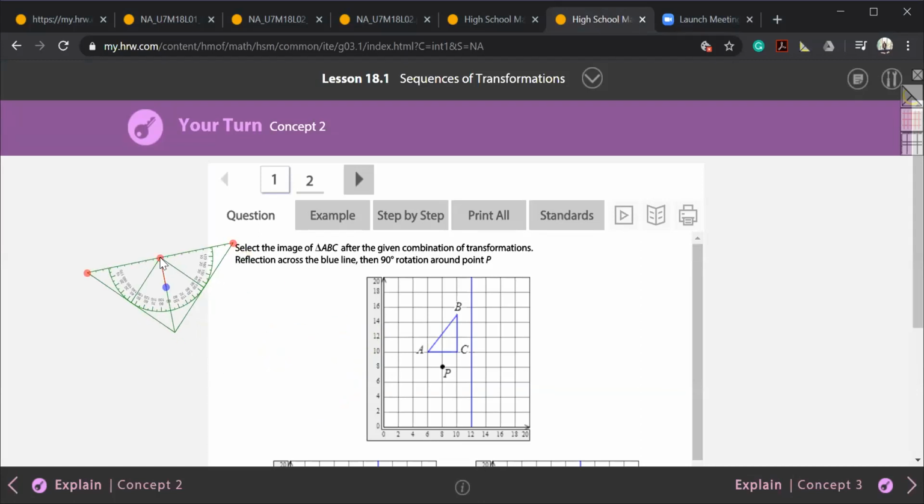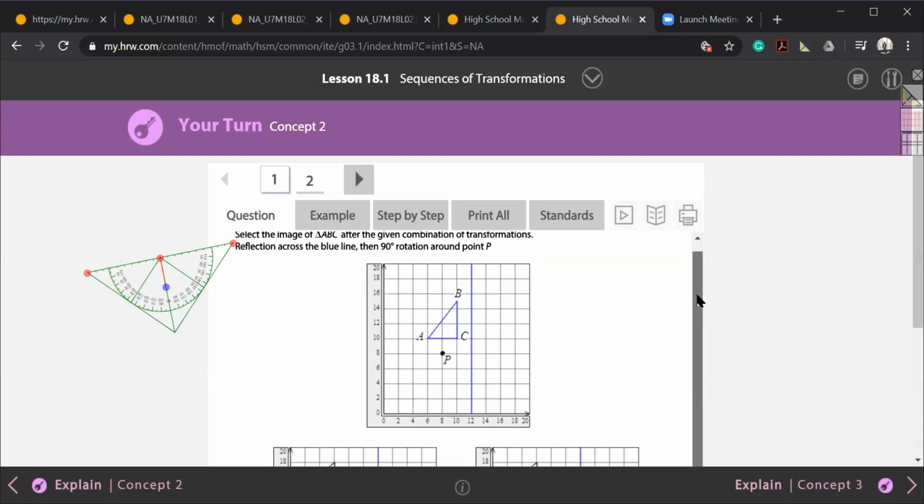We were required to do a sequence of transformations on this triangle ABC. Select the image of triangle ABC after the given combination of transformations: reflection across the blue line, then a 90-degree rotation around point P. I have to do two things. First of all, I have to reflect, and then I have to rotate, and I told you that the order here is very important. Let's start by reflecting.